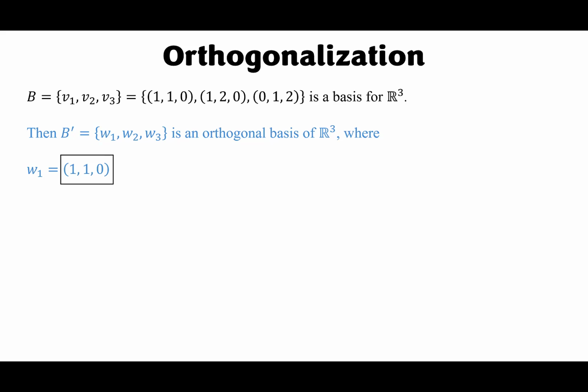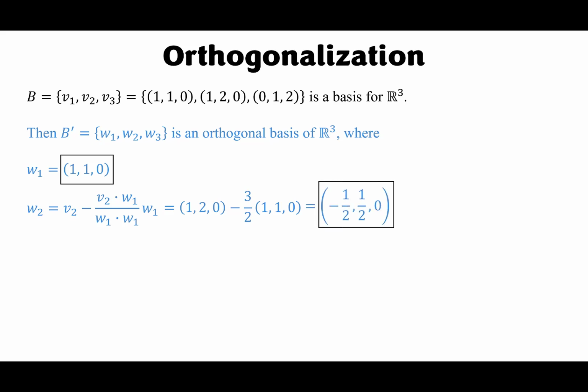It's V1. Now W2 is V2 minus that ratio of dot products that we derived earlier in the video, and we multiply that by W1. So that's step 2 of the Gram-Schmidt process, and we can calculate that ratio of dot products to be 3/2, and then performing the subtraction in that scalar multiplication, we get the resulting vector -1/2, 1/2, and 0. You can double check that W1, W2 are orthogonal. Right? You'd get -1/2 plus 1/2 plus 0 is equal to 0. So the dot product is 0. Those two vectors are orthogonal.